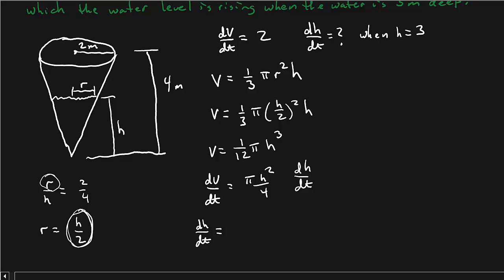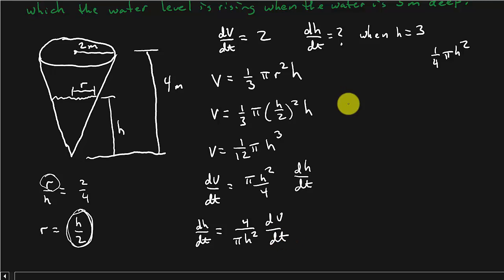Okay, I just wrote it like that instead of writing it as 1/4 pi h squared. I just put the pi h squared in the numerator. And so when I solve for dh/dt, I'm just multiplying by the reciprocal. Okay, that's the only reason I rewrote it like this, is so you can see that I'm multiplying by the reciprocal. So that's 4 over pi h squared times dV/dt.